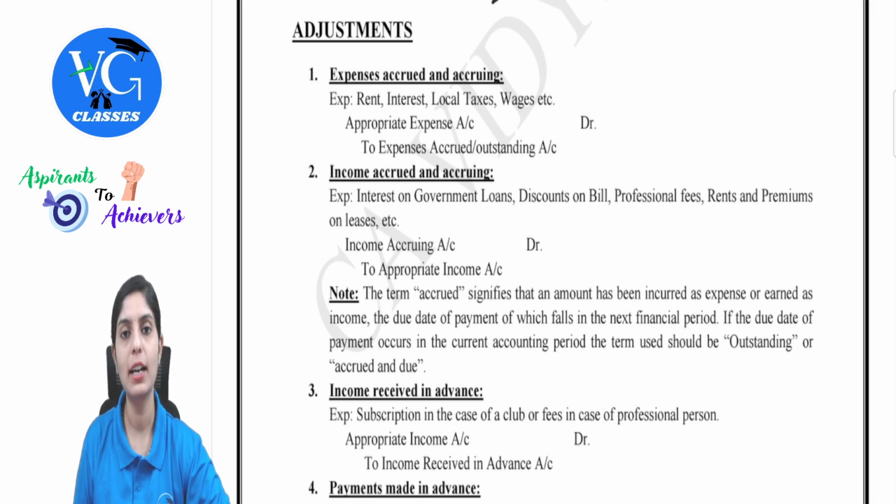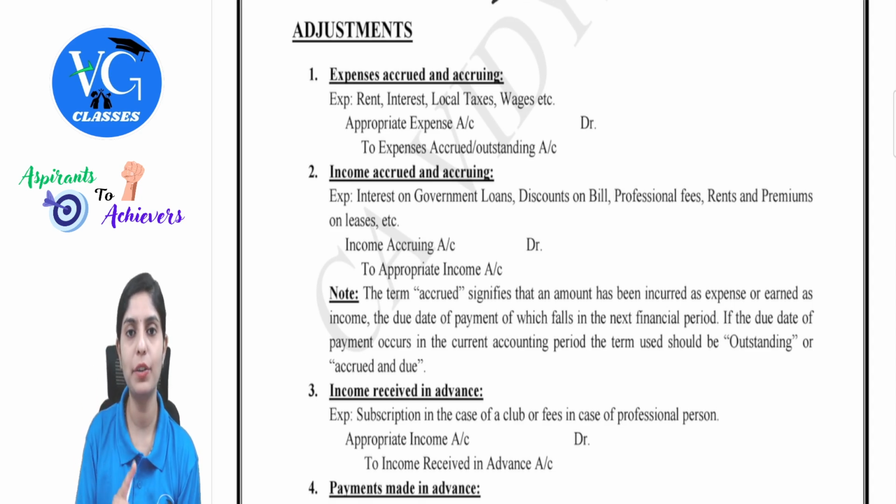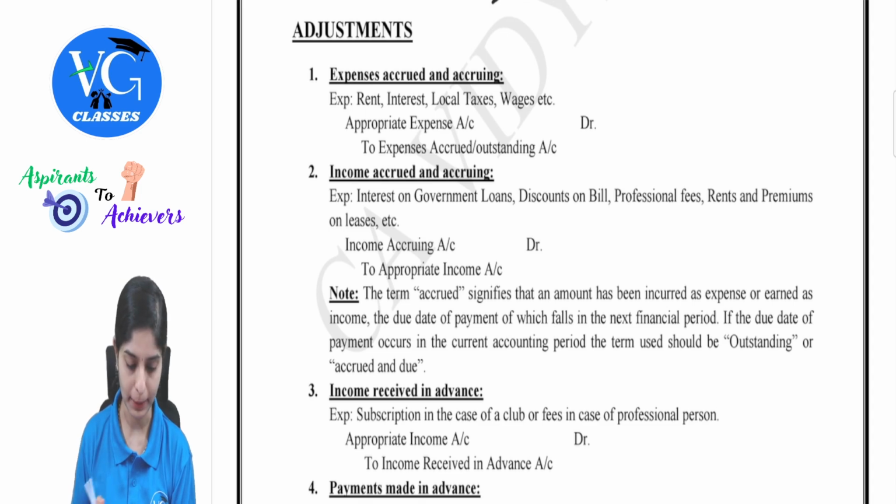And then comes the accrual concept. The accrual concept proposes that you will record all those transactions, in the nature of expenses or income, which have occurred in the current year. So if you observe, with respect to the trading and profit and loss account, we will be recording only those expenses or income which belong to the current year. So what is this expenses accrued and accruing?